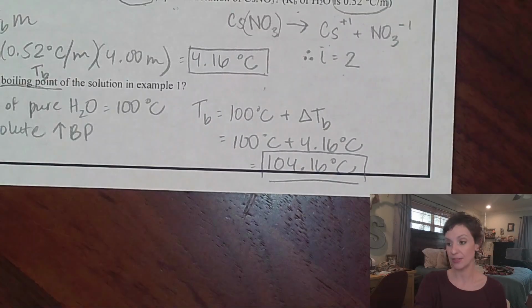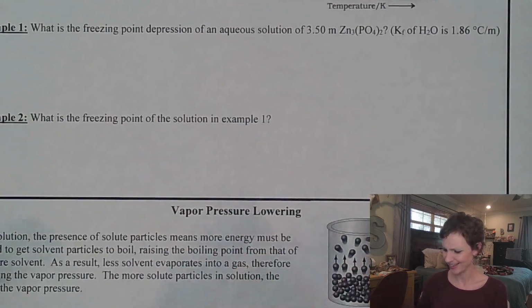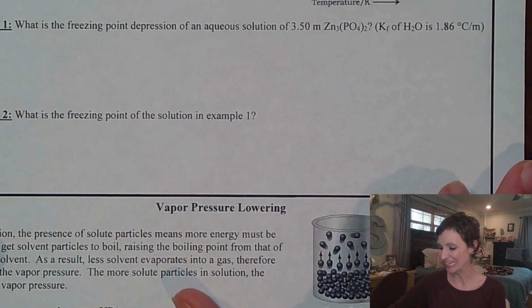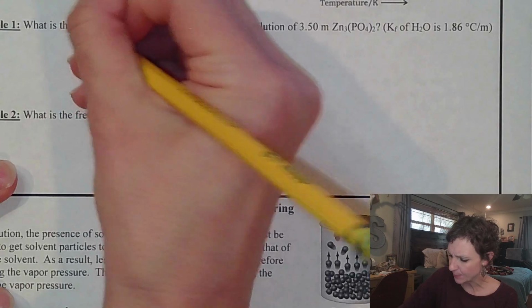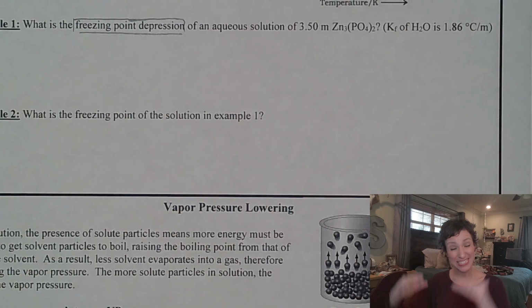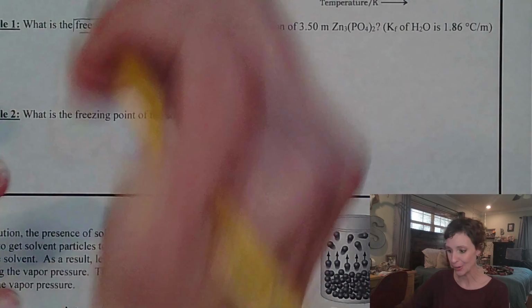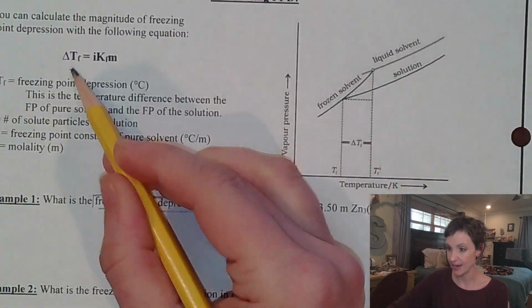Just like we did with our boiling point elevation, we are going to figure out some freezing point depression for us. Oh, these are fun. I like these. What is the freezing point depression of an aqueous solution of 3.5 molal zinc phosphate? And the Kf of water is 1.86 degrees Celsius per molal. When I ask for freezing point depression, it is by how much that freezing point lowers. So I'm literally calculating the delta TF.